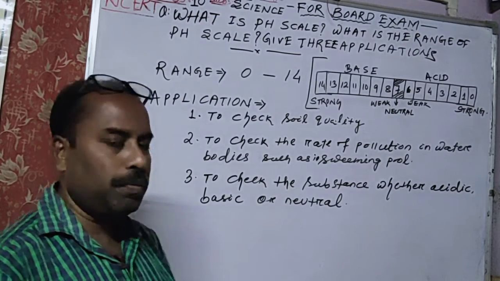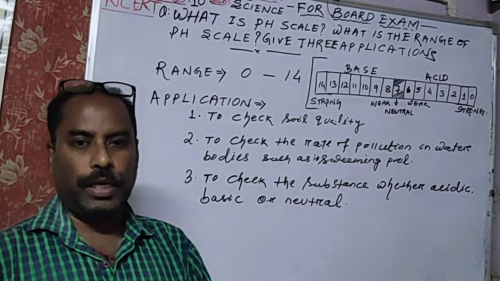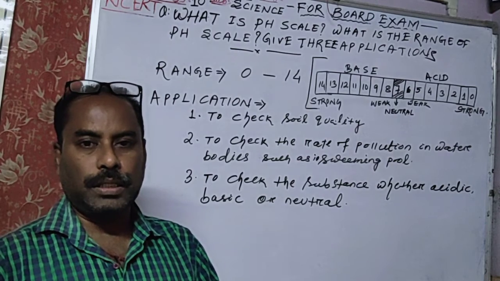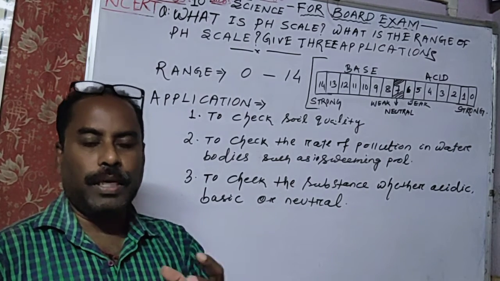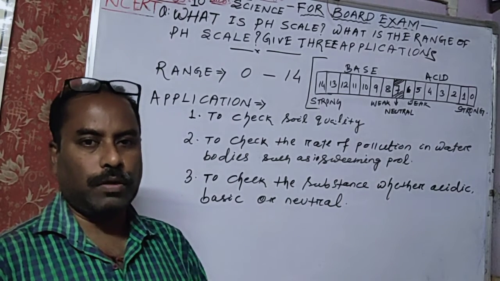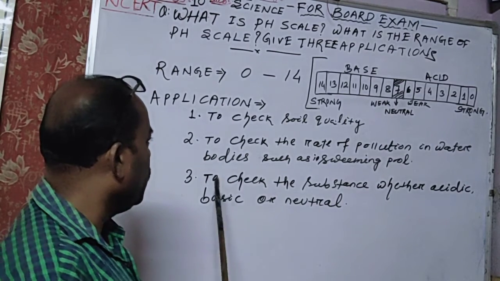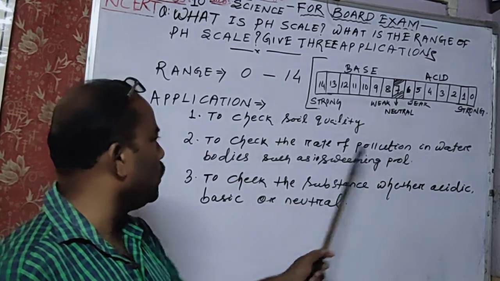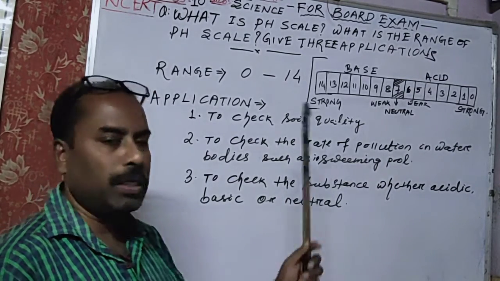So before the crop, we have to check the soil quality, whether it is acidic or basic, or what requirement is there. According to that we will treat the soil. So pH is required to measure. Similarly, to check the rate of pollution in the water bodies such as in a swimming pool.